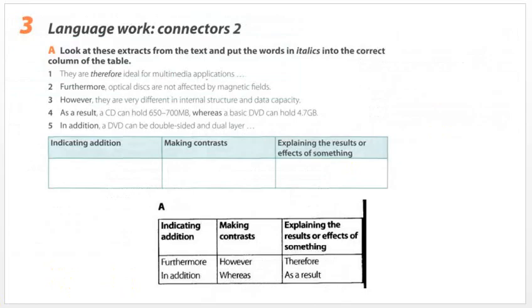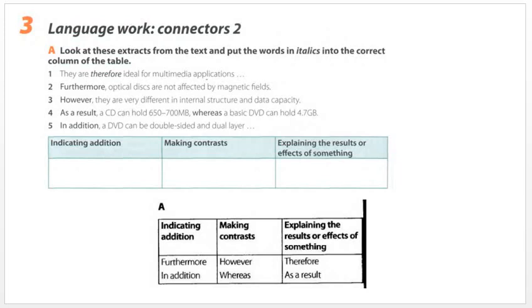We reach task number 3. In task number 3, with language work, connectors. What are connectors? Connectors are those that combine two sentences, two clauses, with each other, to join two clauses with each other. That is called connectors.